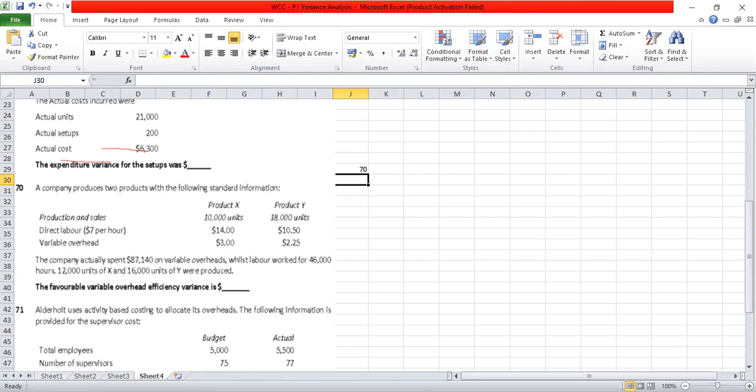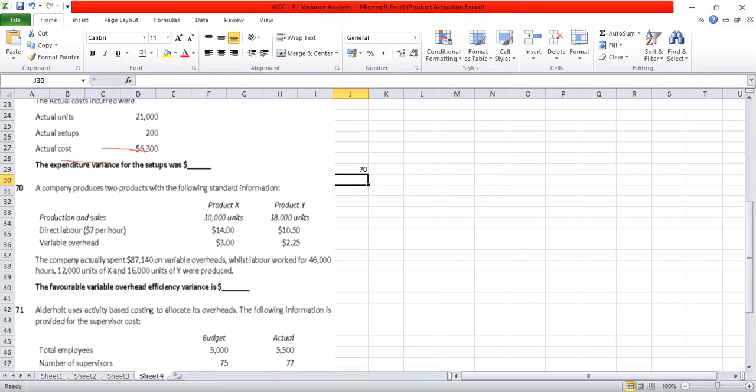Because the rates are given, the variable overhead rates and direct labor, which is calculated per unit, it comes out to be $14, and then here it is 10.5. Then variable overhead is $3 and $2.25. We are doing variable overhead efficiency. So first we need to find the difference between the standard hours minus the actual hours applied at the variable overhead rate.